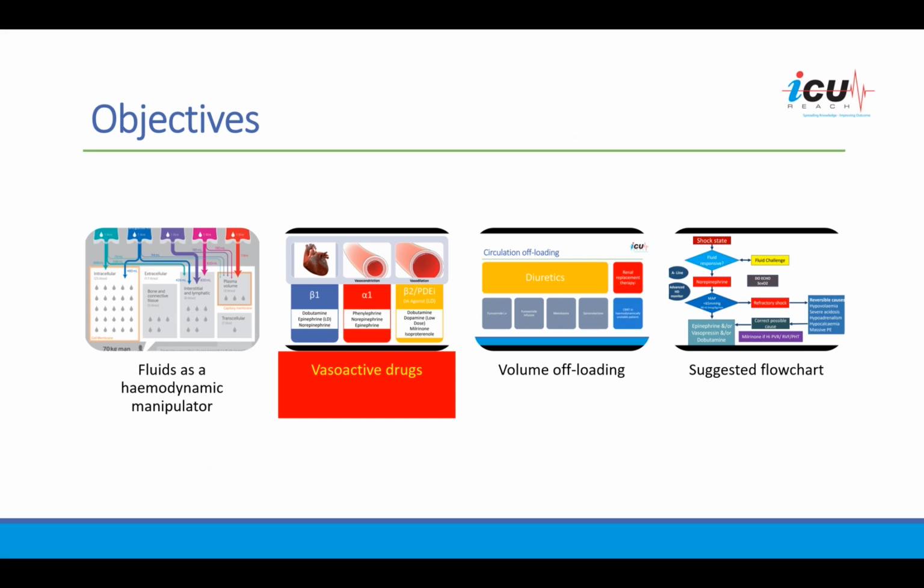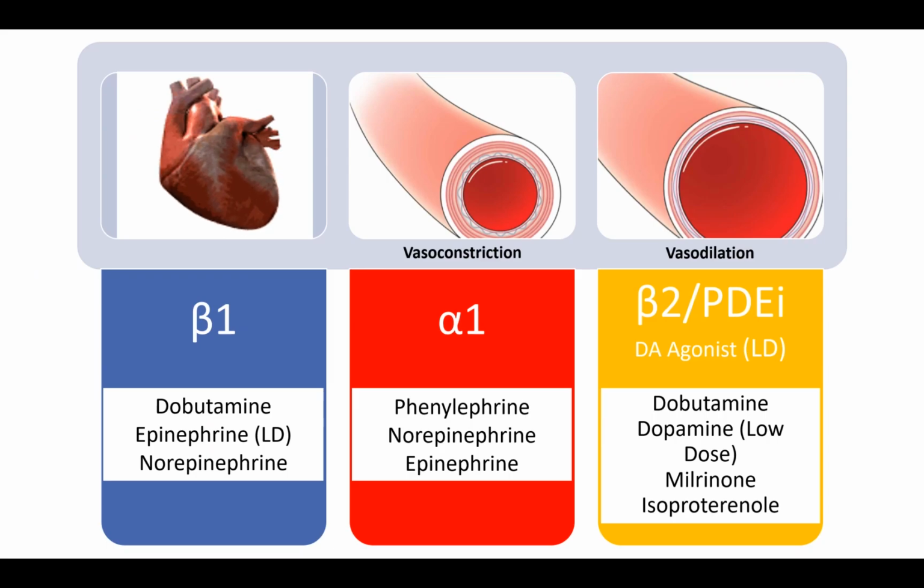Moving to the vasoactive medications, those are mainly the beta-1 stimulators such as dobutamine, epinephrine at a low dose, or norepinephrine. Those are mainly agents that increase the cardiac output and the heart rate. Then we have the vasoconstrictors that are stimulators for alpha-1, such as phenylephrine, norepinephrine, and epinephrine. And then we have the beta-2 stimulators, such as dobutamine and dopamine at low dose.